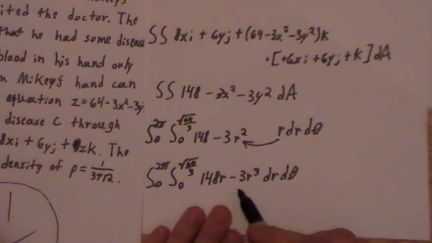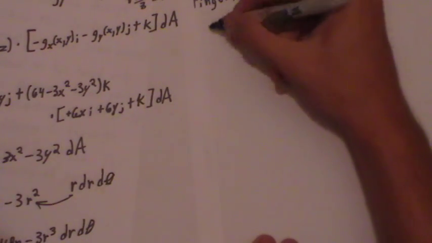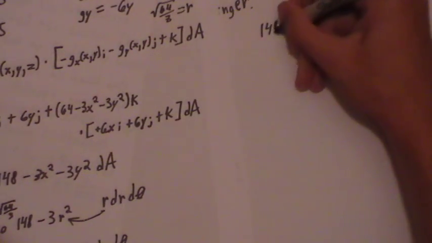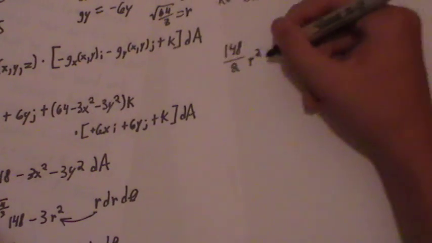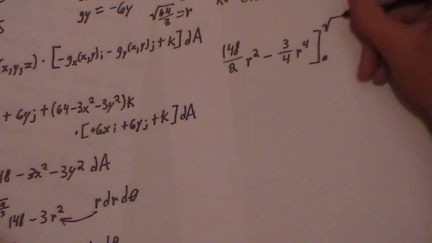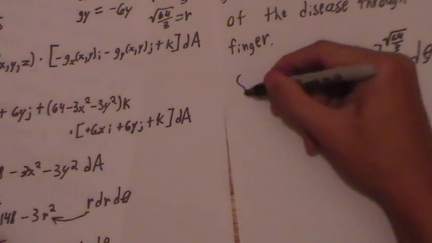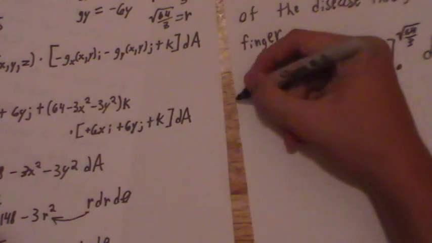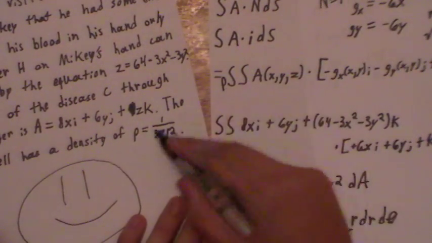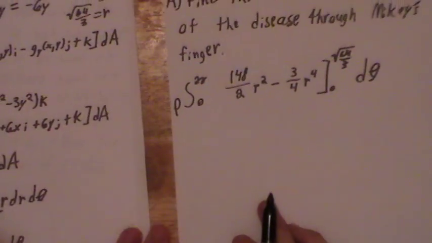So if we integrate this, let me get another piece of paper. We'll do it in our original over here. We'll solve the first integral first, and when we integrate this with respect to r, we get 148 over 2 r squared minus 3 over 4 r to the fourth from 0 to the square root of 64 over 3 d theta, and then from 0 to 2 pi. And don't forget the p has to come down. Oh, we actually forgot. The p comes here. From here we put it out here, it's a constant. We'll worry about that at the end though.